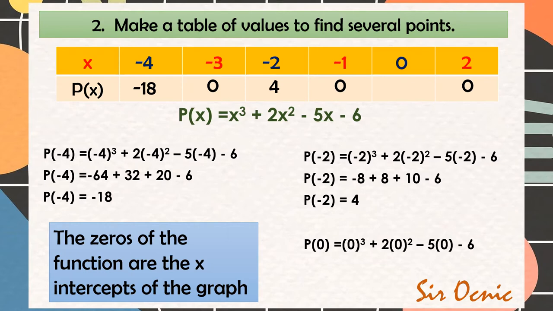Let's have p of 0. That is 0 cubed plus 2 times 0 squared minus 5 times 0 minus 6. Since the multiplier is 0, all the products will be 0. What will remain is the constant negative 6. Therefore, p of 0 is equal to negative 6. Let us now use this pair of numbers as the ordered pairs in plotting the points of the graph of this polynomial function.